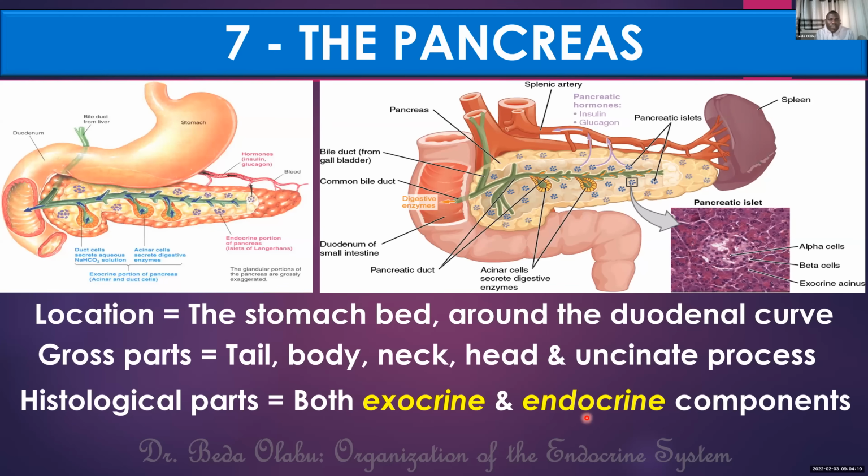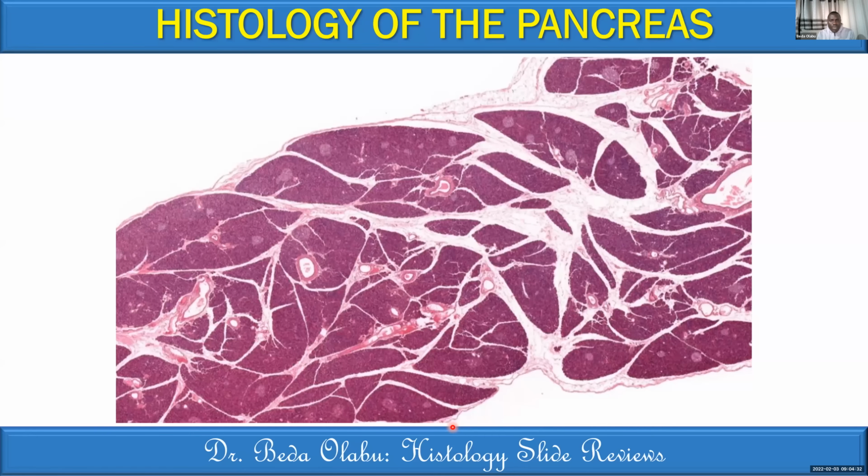Maybe let's say something about the overall histology of the pancreas, then you understand what you mean by exocrine and endocrine. So the slide shown here is the slide of the pancreas. At this lower magnification, we see a gland or an organ that is lobulated. The lobules are of different sizes, some big, some small.